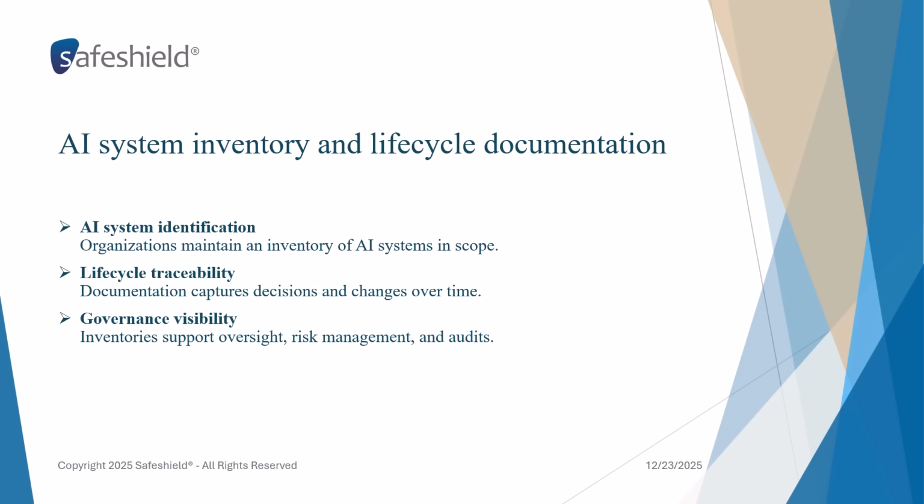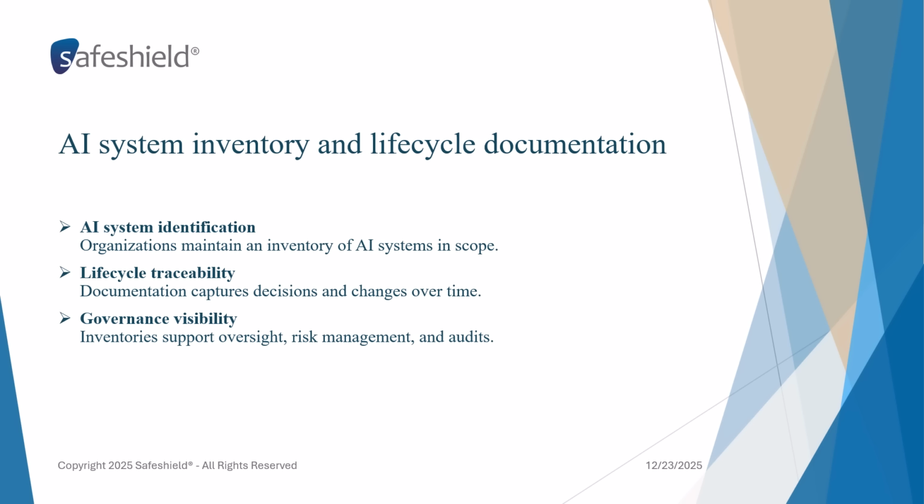A practical inventory typically captures system purpose, business owner, technical owner, deployment status, data sources, model type, supplier relationships, and risk classification. High-impact or high-risk systems should be clearly identified so that enhanced controls and monitoring can be applied.